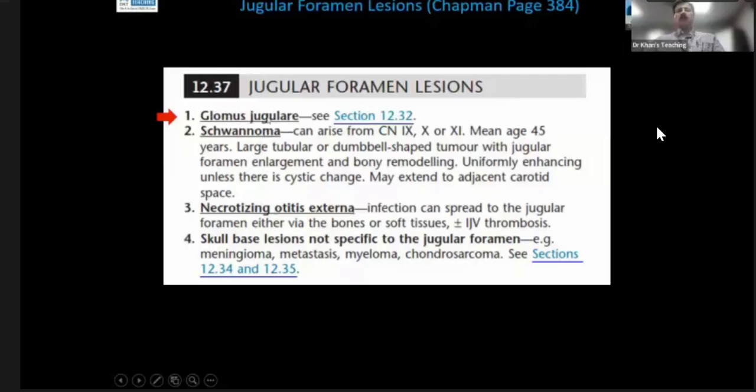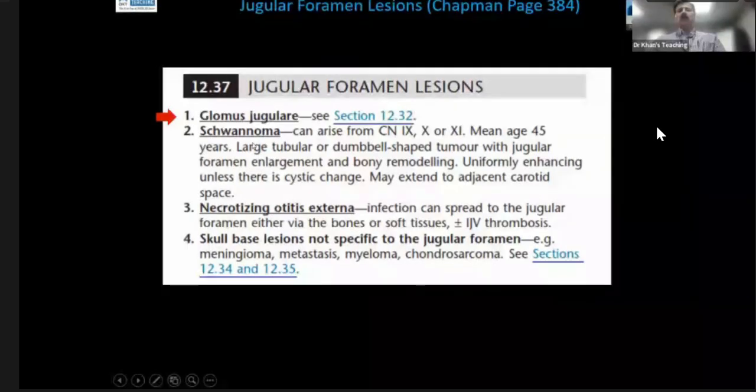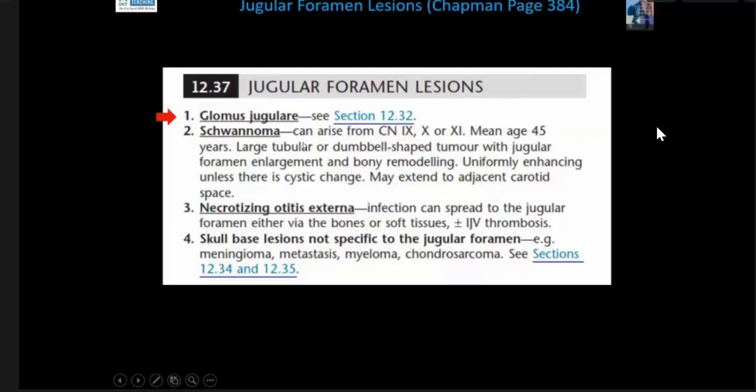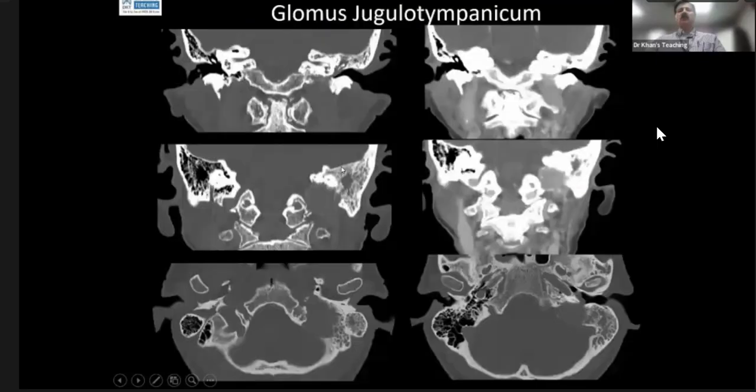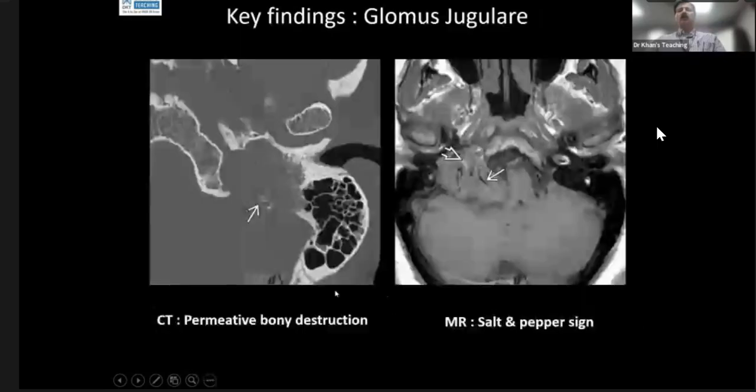because of permeative bony destruction, you can sort of discriminate it from a schwannoma, because there can be schwannomas of the 9th, 10th, or 11th nerve passing through the jugular foramen, and they can also enhance, but they will cause expansion of the bone. They will not cause permeative bony destruction. On a CT scan, that is the key to differentiate it from a schwannoma.